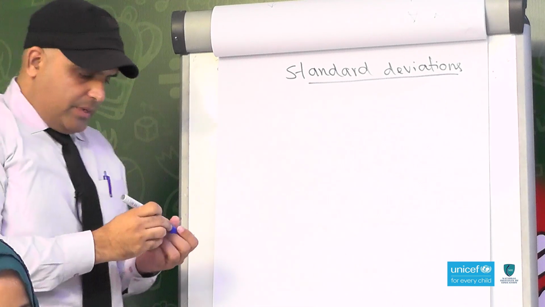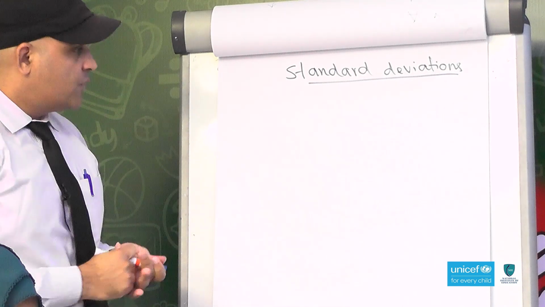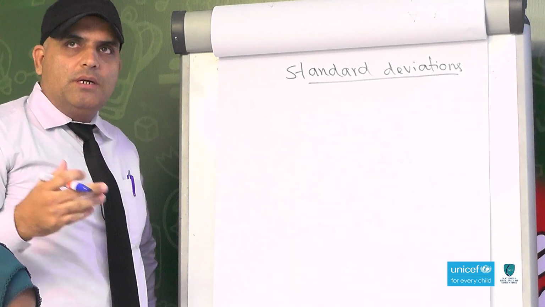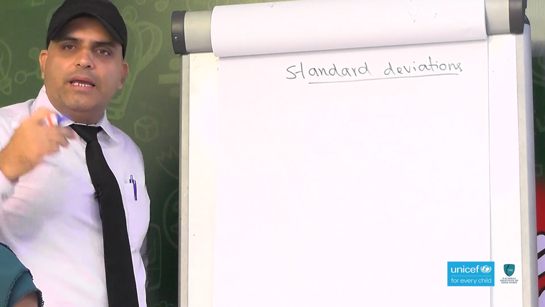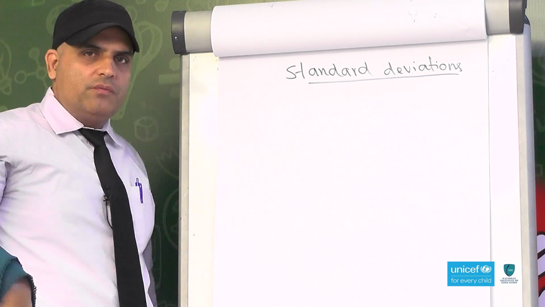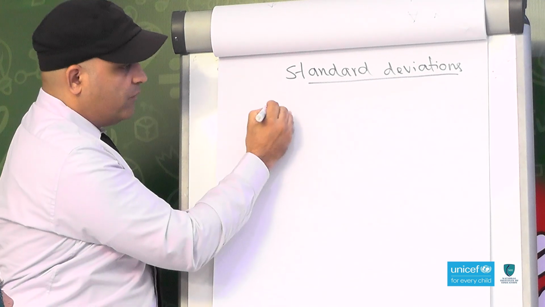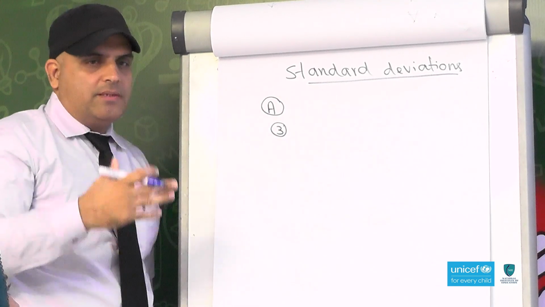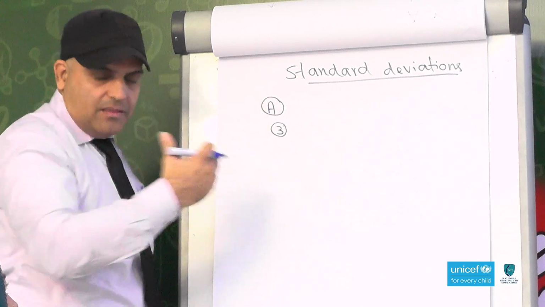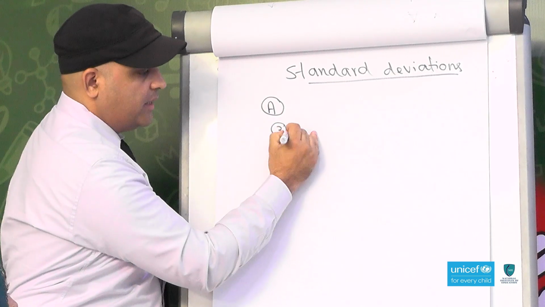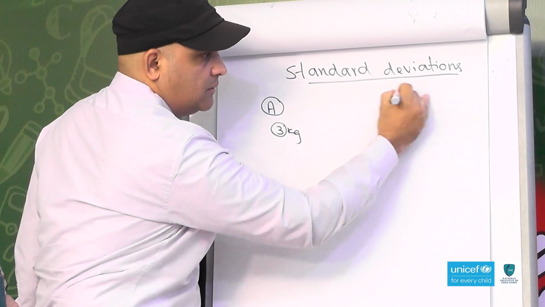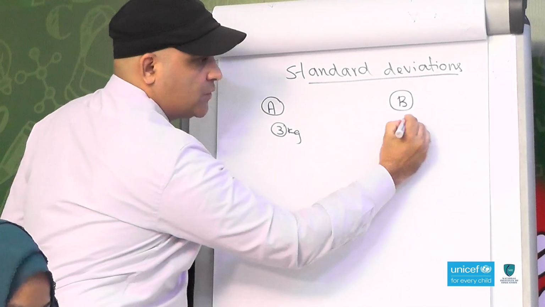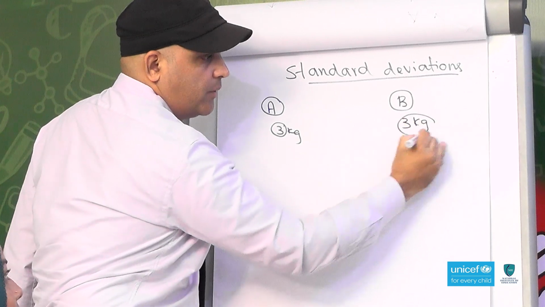Now I'm going to explain a little bit about standard deviation. First of all, let's say I have 2 sets of data. Let's talk about weight gain from protein powder taken by 2 groups of people. For example, from group A, I got the mean value as 3 kg improvement. Then I have a group B where I gave the same protein powder. Here also the mean improvement is 3 kilograms.